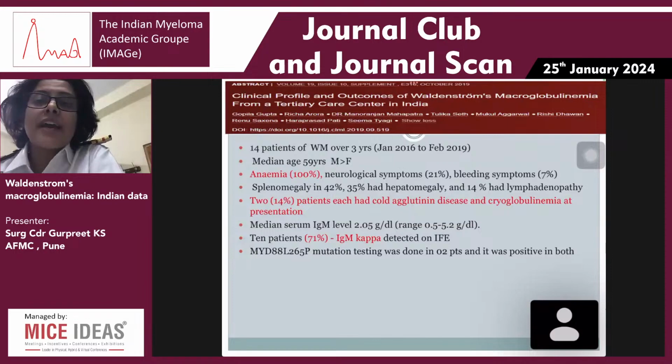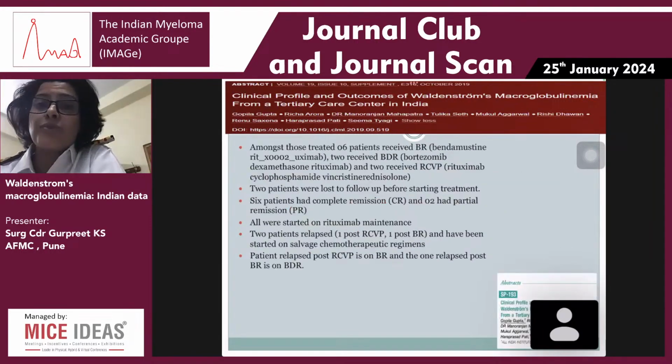14 patients, and most of these patients presented with anemia followed by neurological symptoms, and 2 patients each had cold agglutinin disease and cryoglobulinemia. So 10 patients, that is 71%, had IgM kappa, which was detected on IFE. The MYD88 mutation testing was done in 2 patients, and it was positive in both. So the treatment protocol, most of the patients here received bendamustine rituximab, and 6 patients had complete remission and 2 had partial remission. And these were all started on rituximab maintenance.